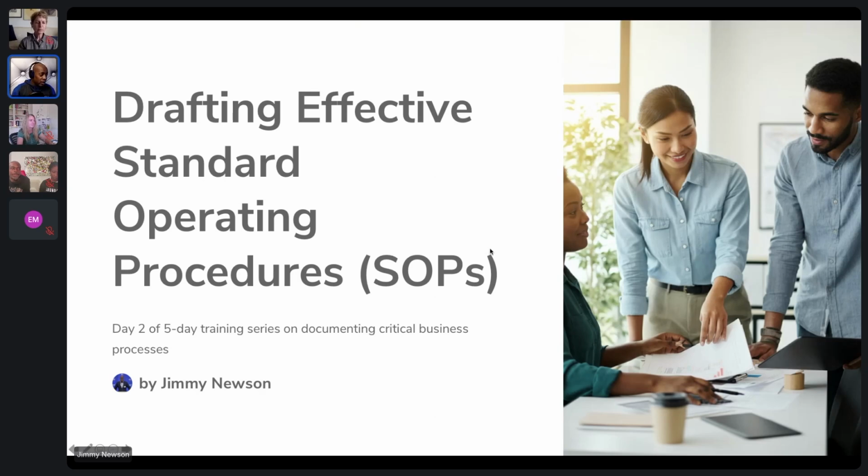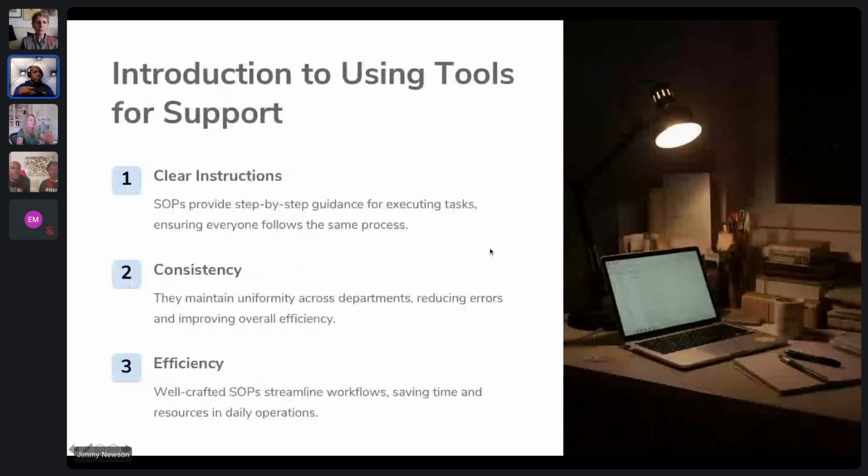So let's start with an introduction to using tools for support. The 3 things we want to get out of leveraging these tools are, of course, clear instructions: step-by-step guidance for executing tasks, ensuring everyone follows the same process. Consistency: they maintain uniformity across departments, reducing errors and improving overall efficiency. And then we get to efficiency. Well-crafted SOPs streamline workflows, saving time and reducing daily operations.